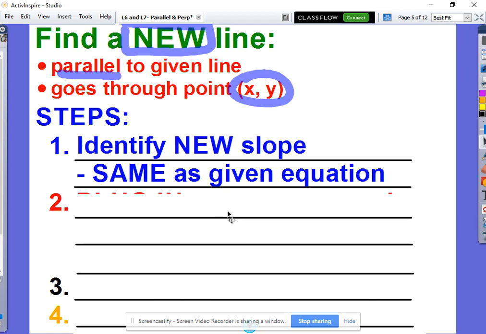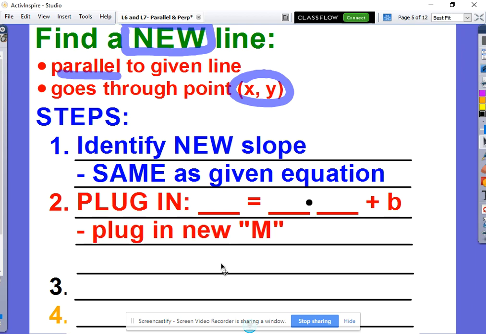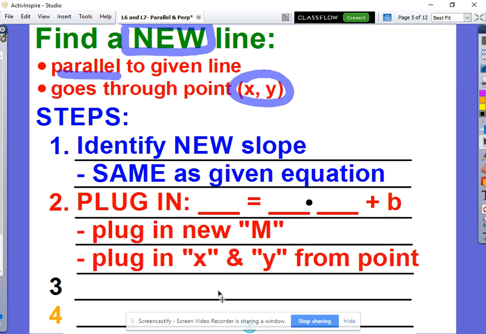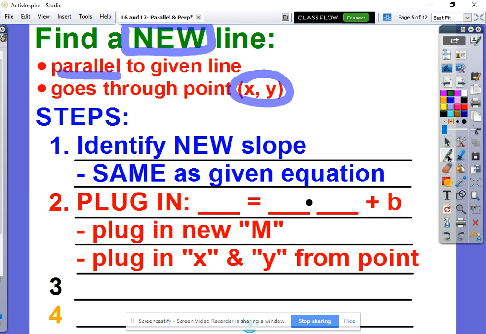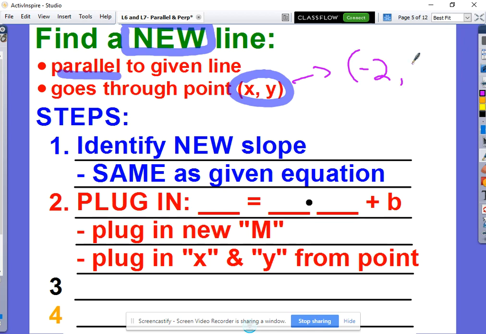Once you've got your new slope, the next thing we need to do is plug in to our blank equals blank times blank, just like we've practiced. We're going to plug in our new m, that's our new slope, and we're going to plug in the x and y that we were given. So just for an example, if the x and y we were given was, let's say, -2, 7, then that's exactly what we would plug in right here. We would plug in 7 for the y and -2 for the x, right? So that's the new x and y that you're plugging in. That's the point that you're going to be provided.